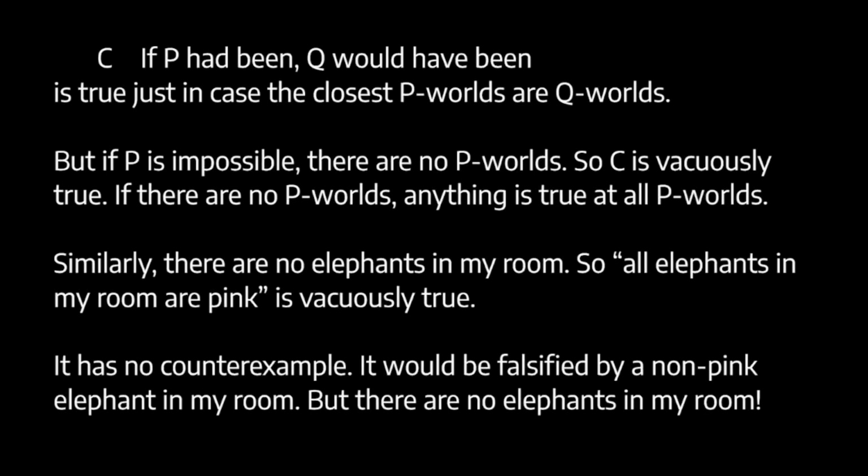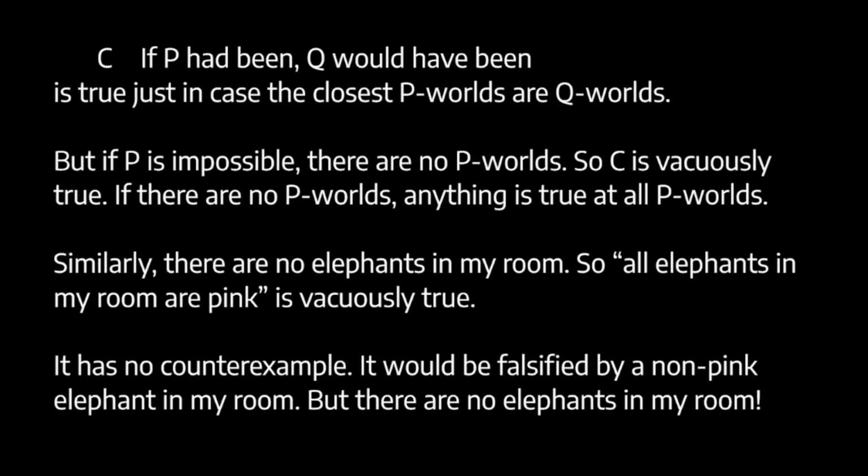Similarly, there are no elephants in my room, so it is vacuously true that all elephants in my room are pink, and all elephants in my room are blue, and all elephants in my room are whatever you like. All of those statements would come out as being vacuously true. What makes these statements true is that they have no counterexample. So with the statement, all elephants in my room are pink, that would be falsified by a non-pink elephant in my room. There is no elephant in my room that fails to be pink, because there is no elephant in my room. So the statement, all elephants in my room are pink, comes out as vacuously true.